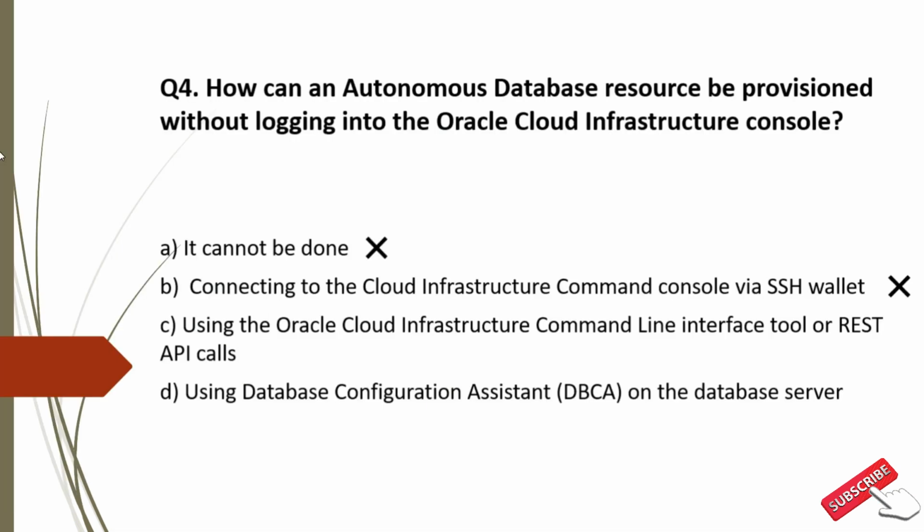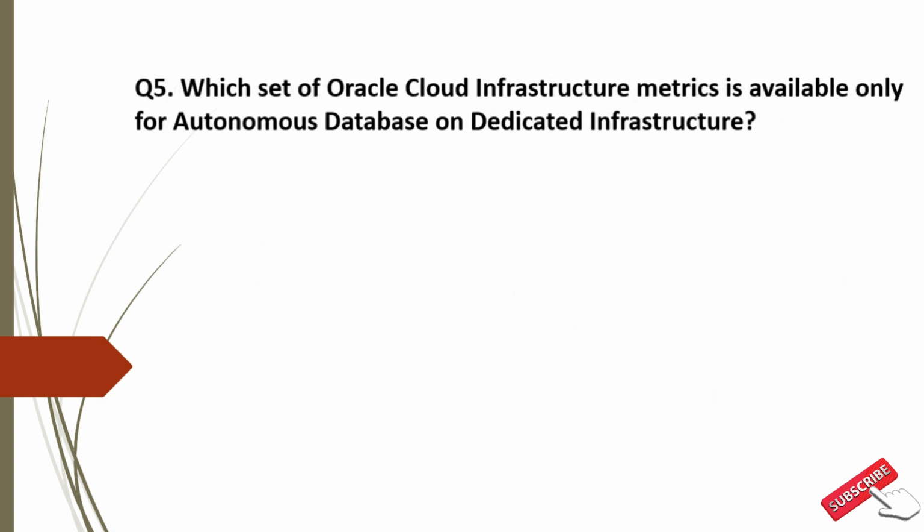So option C is correct. Option D, using database configuration assistant on the database server. No, this is incorrect. So the correct option for question 4 is option C. Question 5. Which set of Oracle Cloud Infrastructure metrics is available only for autonomous database on dedicated infrastructure?